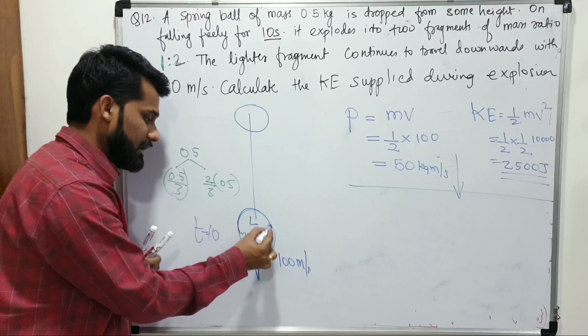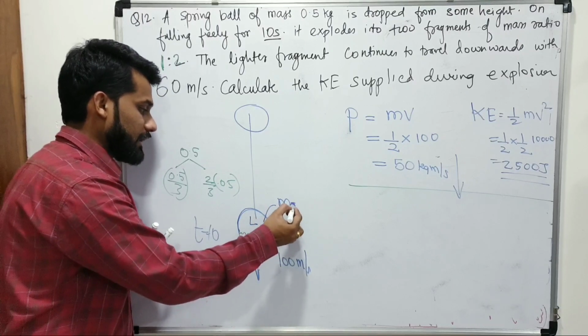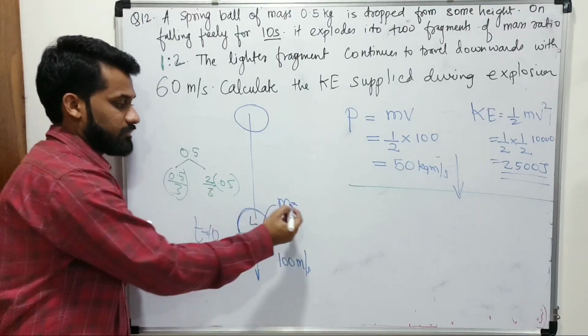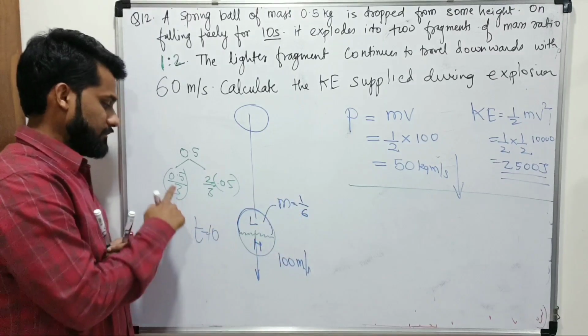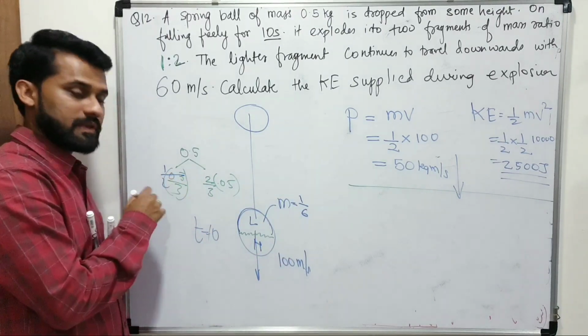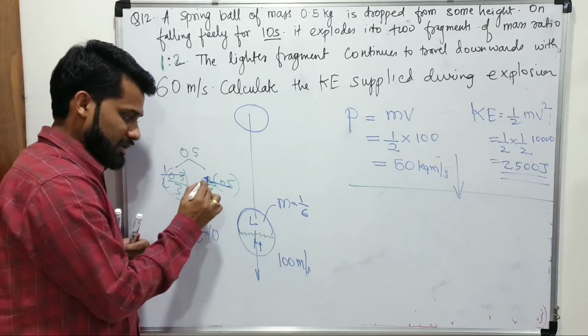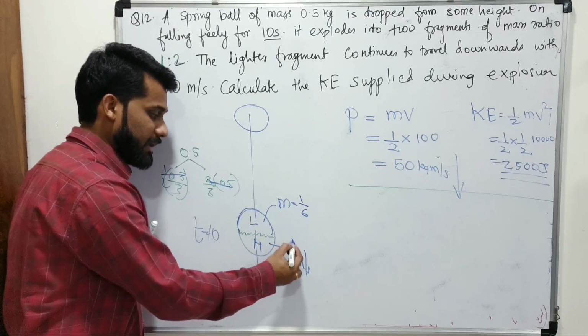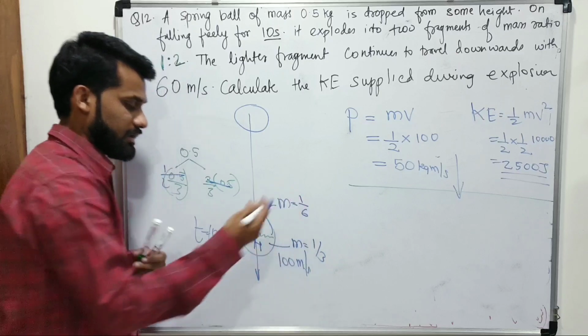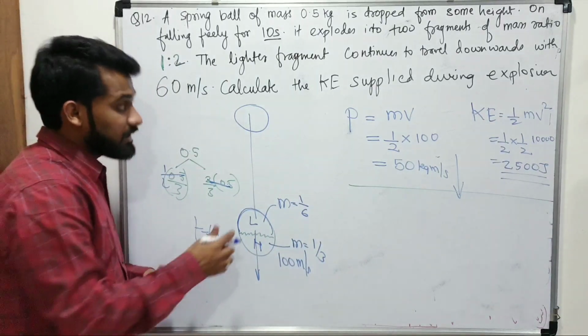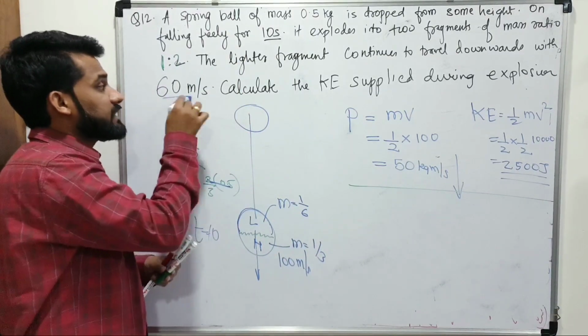The lighter particle's mass is 0.5 by 3, which is 1 by 6, since 0.5 already is 1 by 2. And the heavier particle's mass is 2 into 0.5, which is 1. Heavier particle's mass is 1 by 3. So the lighter particle continues its journey with the speed of 60.